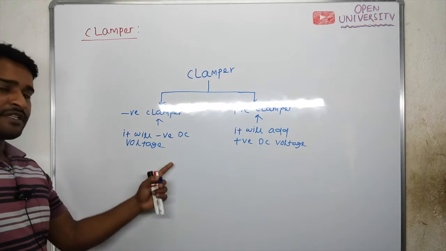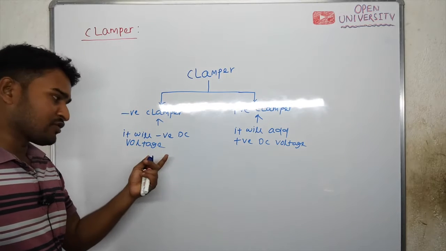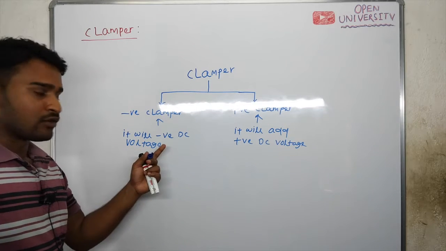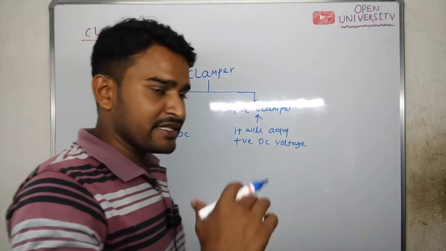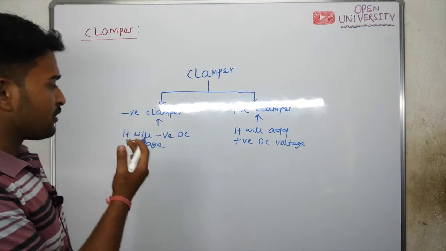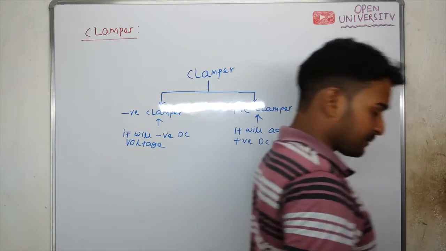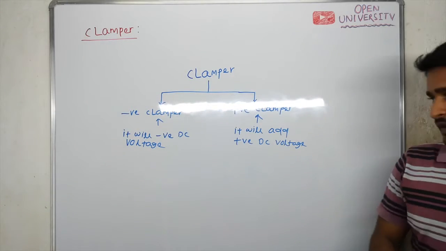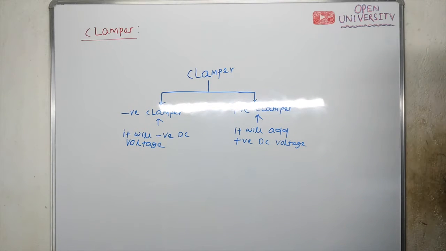If you add negative DC voltage to the AC waveform, you can also say that this negative clamper will subtract the DC from the AC waveform. Adding a negative value to the AC signal is nothing but subtracting the DC value from the AC signal. So there are two types of clamper: negative clamper and positive clamper. A negative clamper will add negative DC value and a positive clamper will add positive DC value.